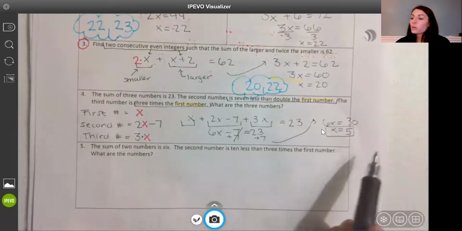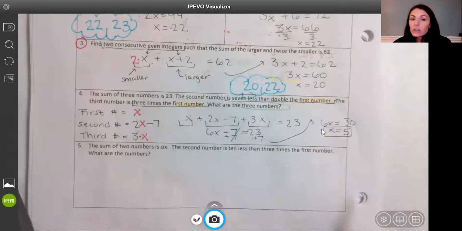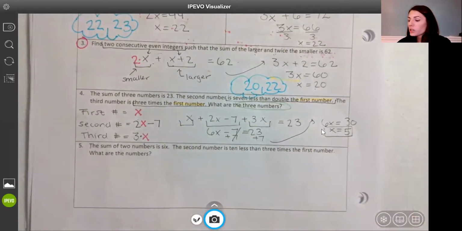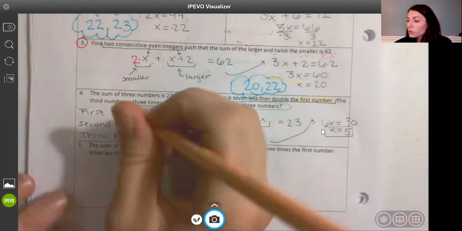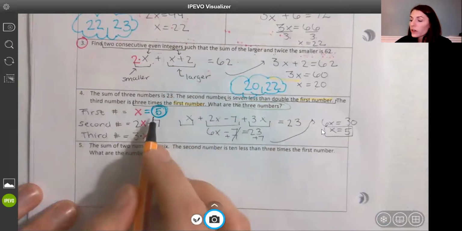That doesn't solve the problem. The problem is saying, well, what are the 3 numbers? So now I want to go back and I need to figure out what the 3 numbers are. So my first number, x, would just be 5. So one number is 5.